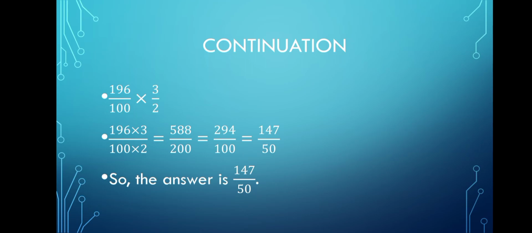Here I will divide it by 2 and then again by 2. You can also simplify by dividing by 4 directly. So the answer is 147 by 50. You may think this sum is very hard, but when we come into this, I hope you guessed this is easy, right?